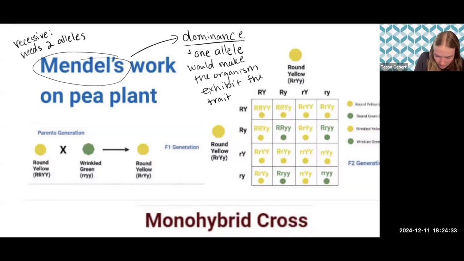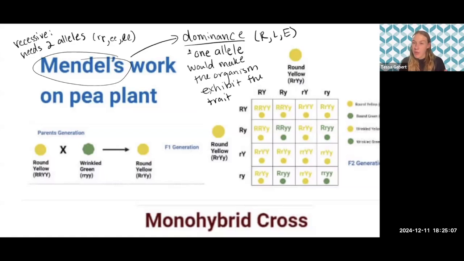And this is typically represented with little letters, so little r, little l, little e, and any other letter that you can think of. And dominance would be represented with a capital letter. So I just need one capital letter, and I would exhibit the trait. Whereas here, I really need two. So I'm going to change this to say little r, little r. Okay, so this is the basis. And he was able to form a whole bunch of theories based off of this.